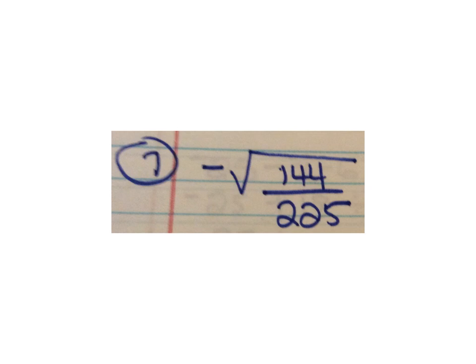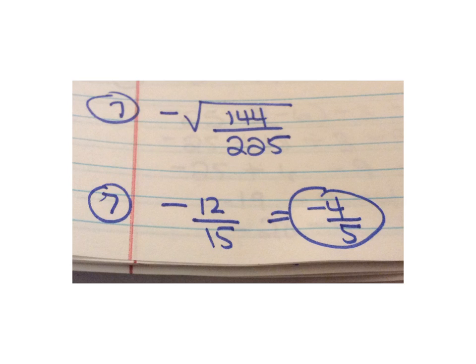Problem number 7. Find the negative square root of 144 over 225. So the negative square root of 144 over 225, both of those numbers under the radical are perfect squares. So the square root of 144 is 12, and the square root of 225 is 15. I have to make sure I put my negative on the answer. And then I need to realize that both of these are divisible by 3. So I divided both of them by 3, and I got negative 4/5 as my final answer.